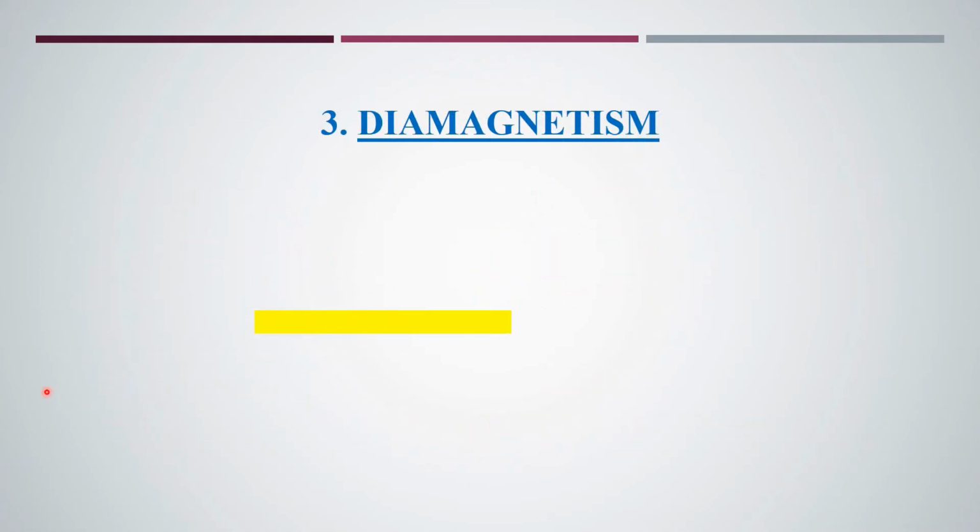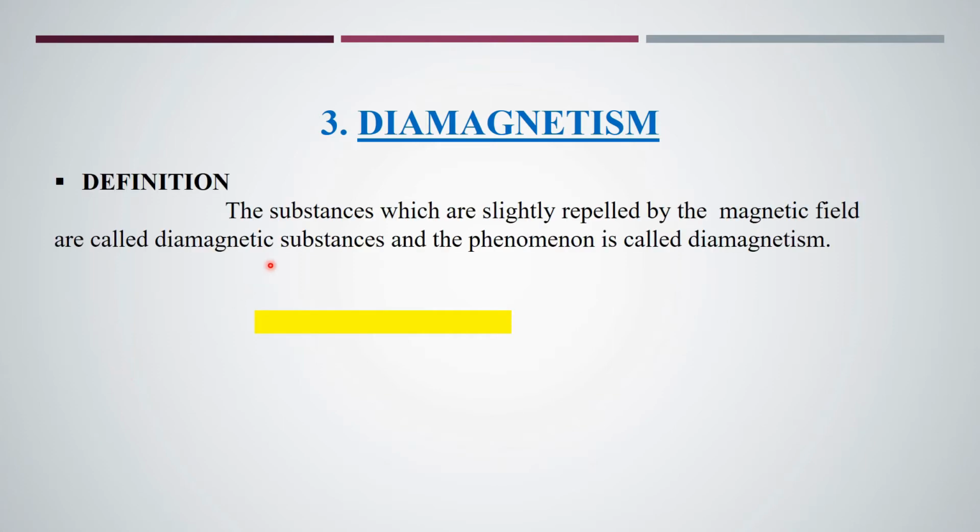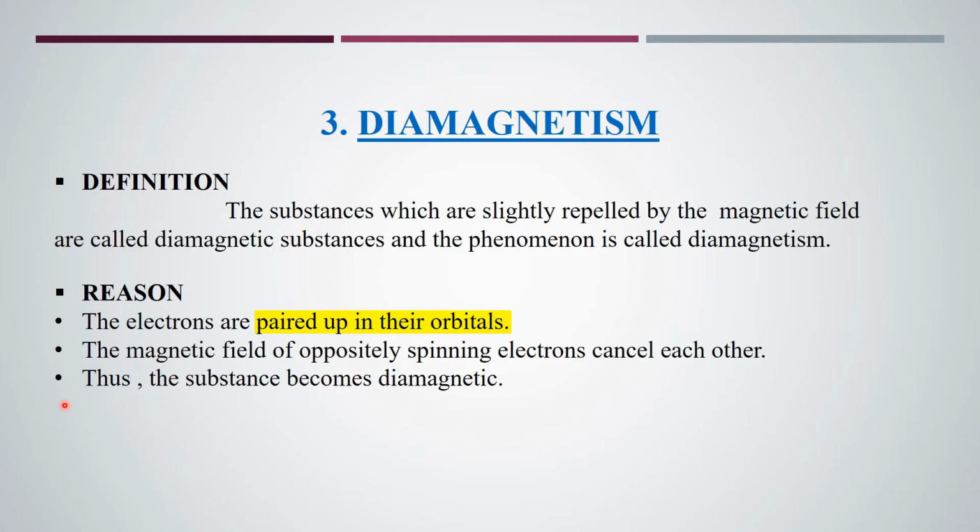The third type of magnetic behavior is diamagnetism. It is defined as: the substances which are slightly repelled by the magnetic field are called diamagnetic substances, and the phenomenon is called diamagnetism. The reason for the diamagnetic behavior is the pairing up of the electrons. Electrons are paired up in their orbitals, and the magnetic fields of the oppositely spinning electrons cancel out each other. Thus the substances become diamagnetic.